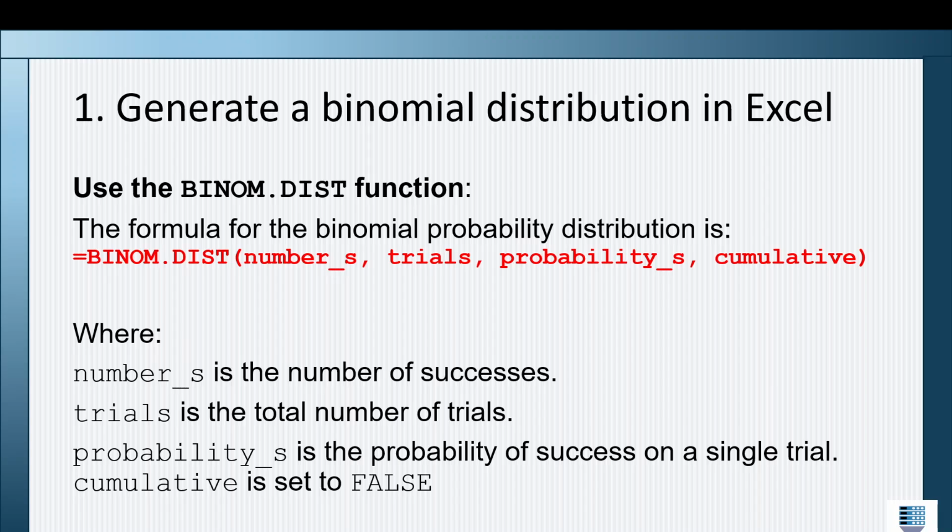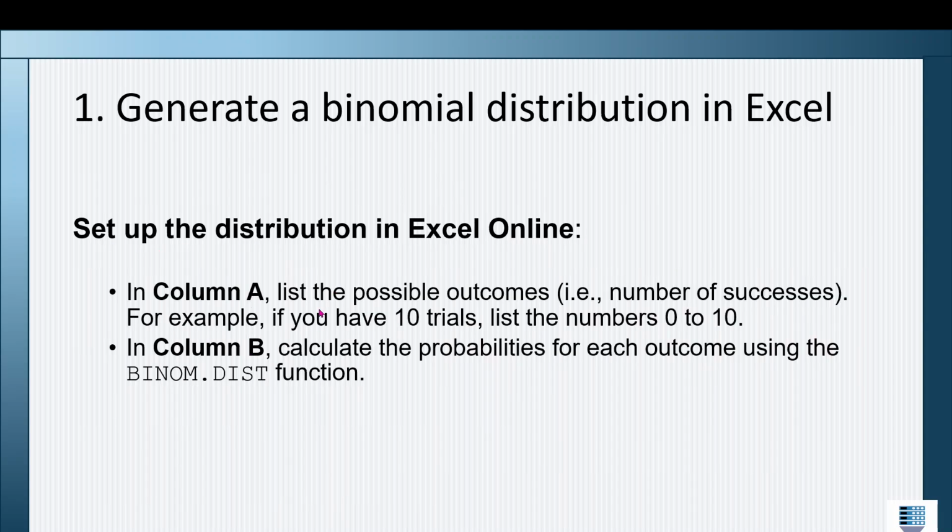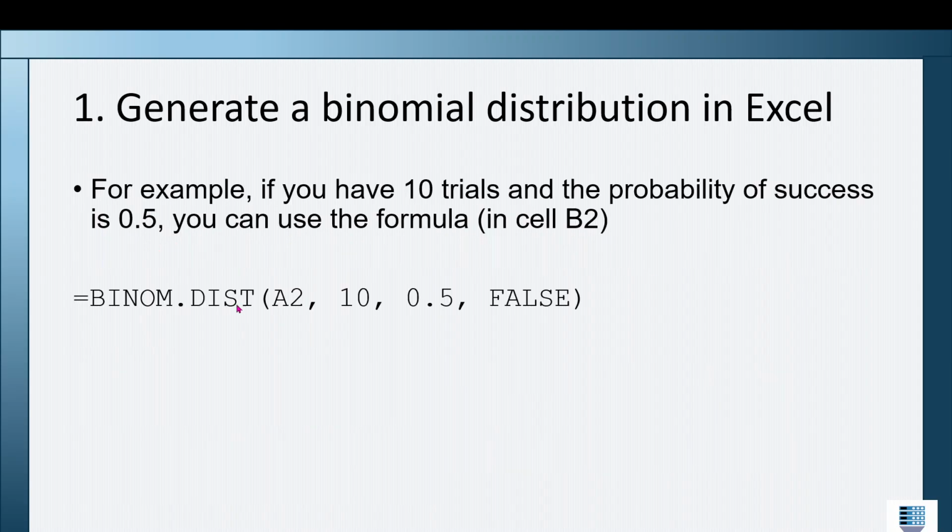If it's a die roll, it's a 1 in 6. And you can actually leave these probabilities as fractions. And then cumulative is always going to be set to false. So it's kind of an intimidating looking formula, but it's not too bad. For example, if you have 10 trials and your probability of success is 0.5, your data column is your A column, and in the cell beside that you would use the binom.dist formula. It would take in column A, which in this case is the value from 0 to 10, and there'll be 10 rows, and then 10, and then 0.5, and then false.